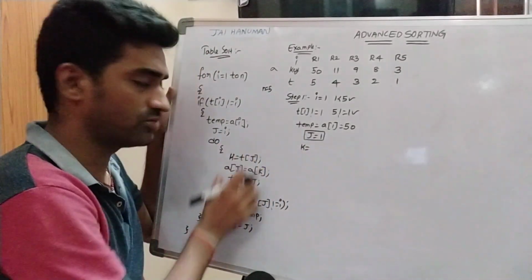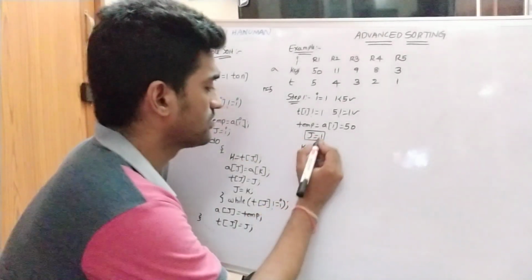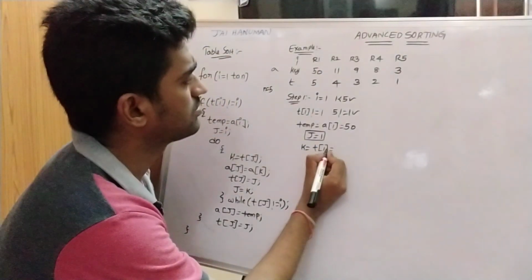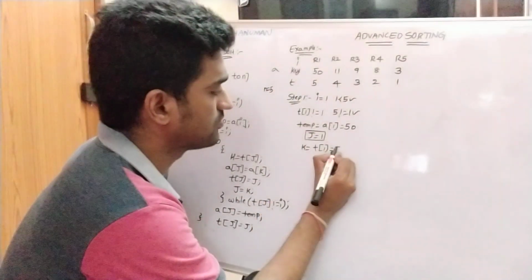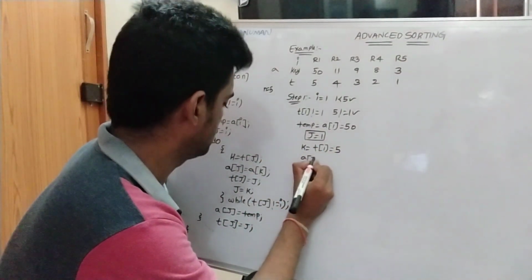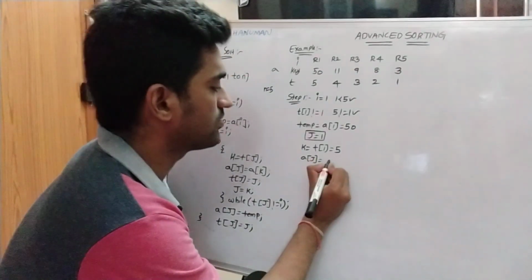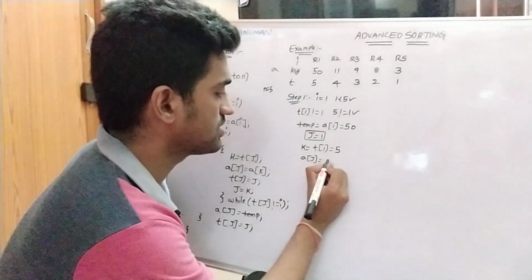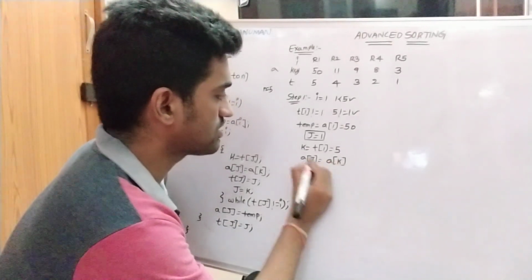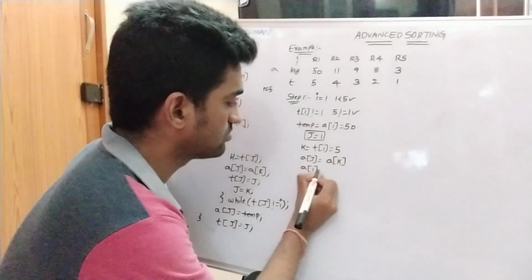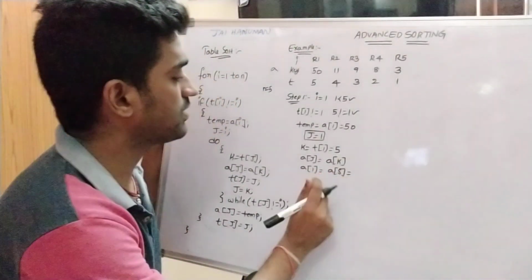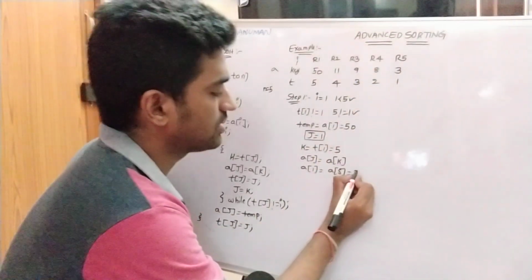Then we are checking this do while loop. K is equal to T of J, so K is equal to T of 1, and T of 1 is nothing but 5. Then A of J is equal to A of K, which is nothing but A of 1 is equal to A of 5. What is the A of 5 value? 3.